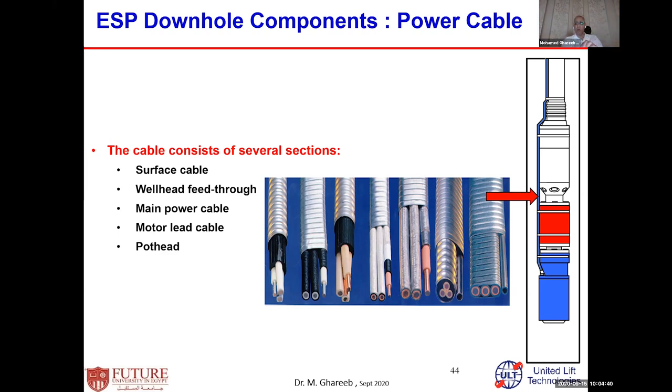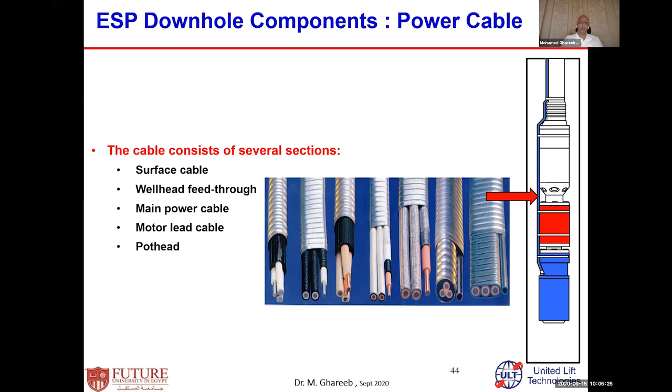Since it transfers power from the power source to the motor, there are different areas it passes through. First of all, the surface. The cable required at the surface should be different from the cable at the downhole. The cable at the bottom hole assembly, which is in contact with the motor, the fluid, and high temperatures in a small area, is also different. So in the market, the ESP cables come in different types: what we call surface cable, wellhead feed-through cables, main power cable, motor lead cables, and bolt head cables.